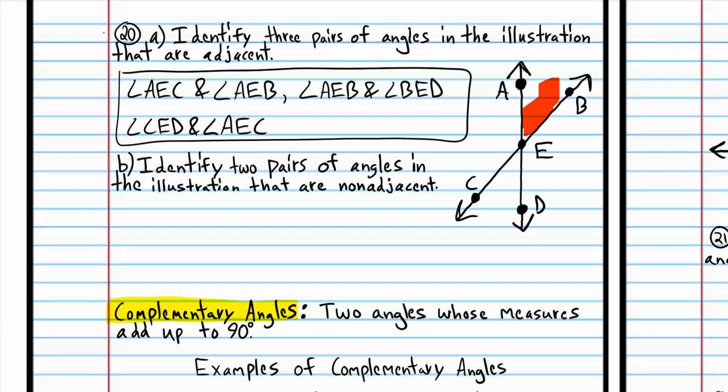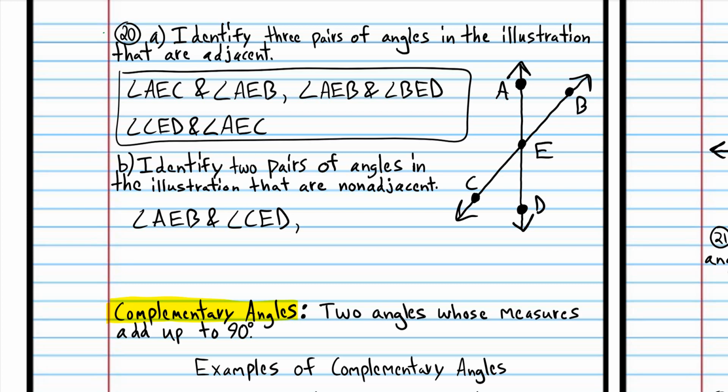So this red angle and this yellow angle are non-adjacent because they don't share a side. They don't share a side here, here, or here. There's a gap in between them. So angle AEB and angle CED, those are examples of non-adjacent angles.